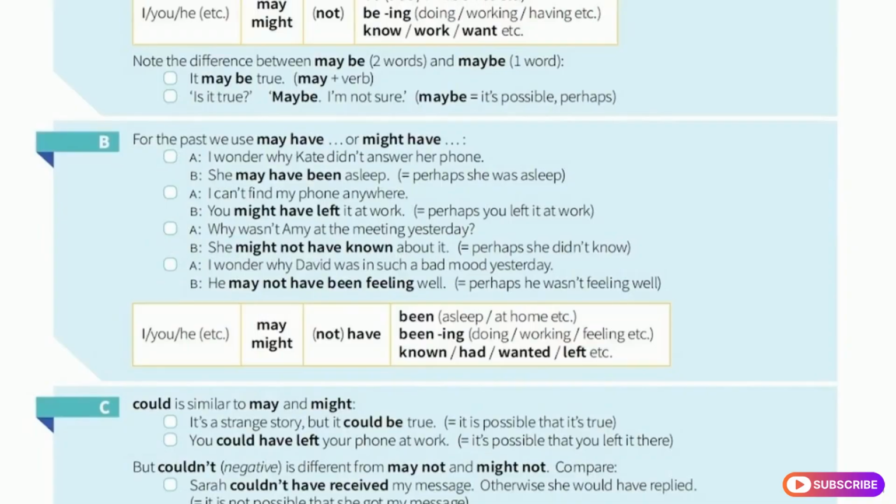You cannot simply add an -ed to these modals. To guess about the past, you use may or might, followed by have, plus the past participle. For example, if Kate didn't answer her phone earlier, she may have been asleep.